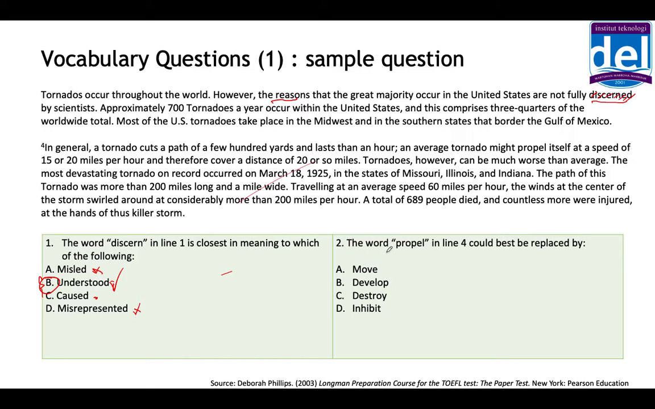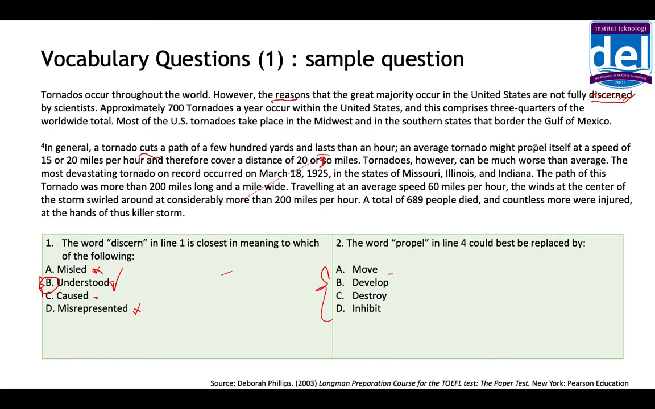Let's look at question number 2. The word propel in line 4 could be best replaced by, again, we have to understand the meaning of the options. Move, develop, destroy, and inhibit. And let's go to the sentence. In general, a tornado cuts a path of a few hundred yards and lasts an hour. So this is the duration and this is the movement. An average tornado might propel itself at a speed of 15 or 20 miles per hour and therefore cover a distance of 20 or 30 miles.